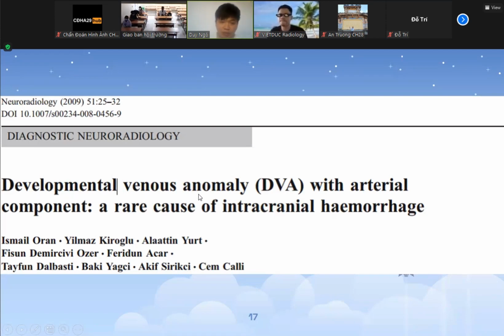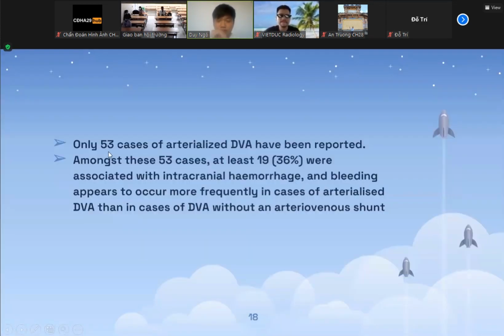Okay, in another research about the development of venous anomaly with arterial component, a rare cause of intracranial hemorrhage, they said that it's an extremely rare type of DVA, of which only 53 cases of arterialized DVA had been reported. Amongst the 53 cases, at least 19, or 36%, were associated with intracranial hemorrhage, and bleeding appears to occur more frequently in cases of arterialized DVA than in DVA without an arteriovenous shunt.